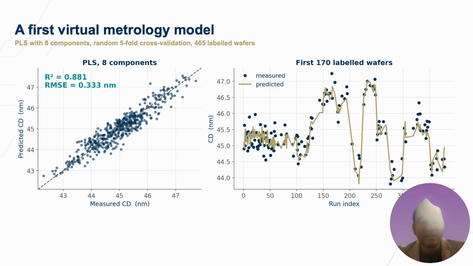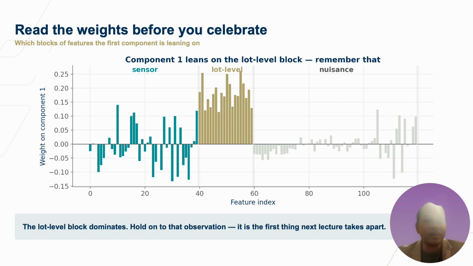If you build this in a notebook, this is the point at which you should write the email. The plot looks right, the R squared is high, the RMSE is close to the physical floor. Hold that feeling, we are going to come back to this exact number and to how it was computed. Before we celebrate, read the model. This is a habit worth having. Look at what the thing is learning on.